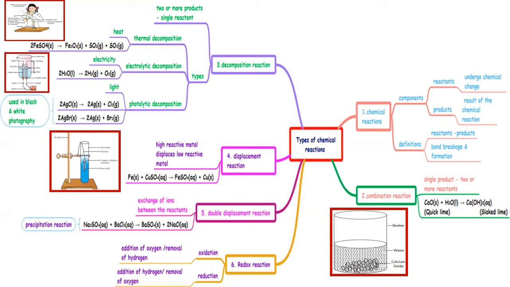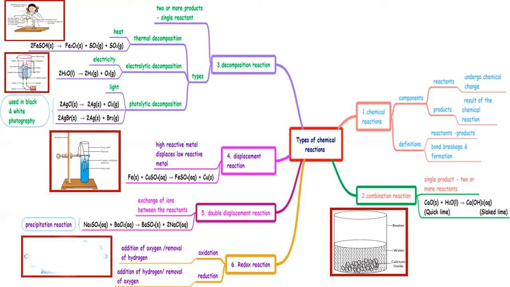The fifth branch deals with double displacement reaction, where there is an exchange of ions between the reactants. An example is the reaction between sodium sulfate and barium chloride to give barium sulfate and sodium chloride. Barium sulfate is formed as a white precipitate in this reaction. Hence, it is also called a precipitation reaction.